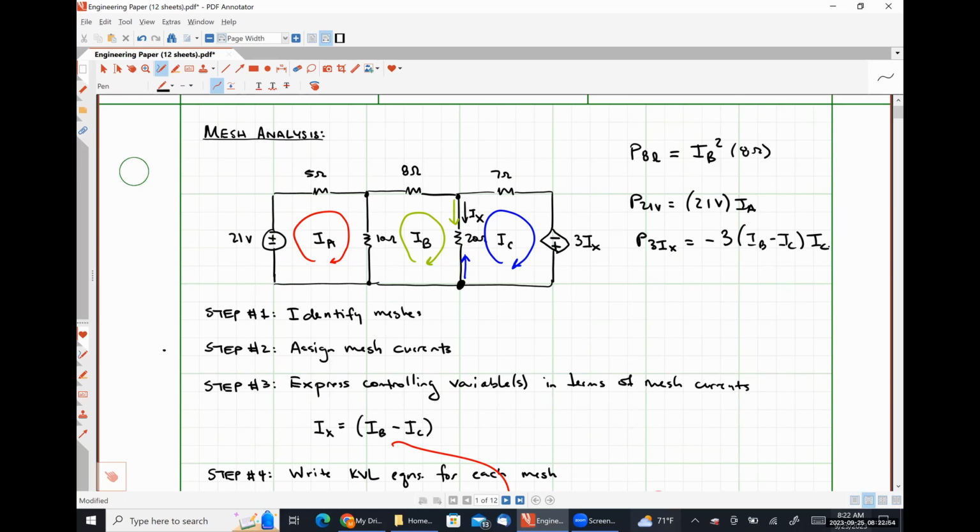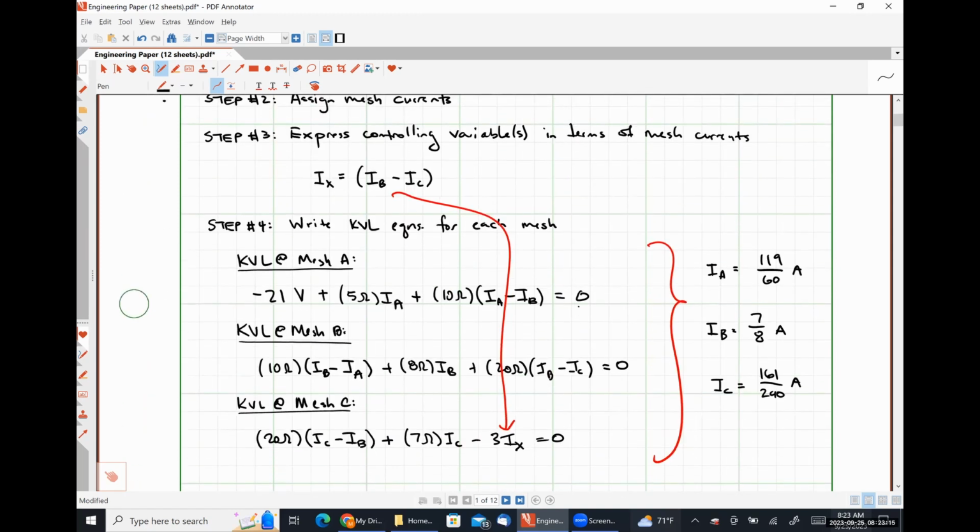So practically speaking, it literally does not matter which direction you choose for your mesh currents, or even if they're all the same direction, or if you just mismatch them. For example, if IB were flowing in the opposite direction, how would that change things? Well, effectively everywhere in these equations where we see IB, we would replace it with negative IB because it would be in the opposite direction, right? So that would look like a negative IB here, a positive there, negative here, et cetera.